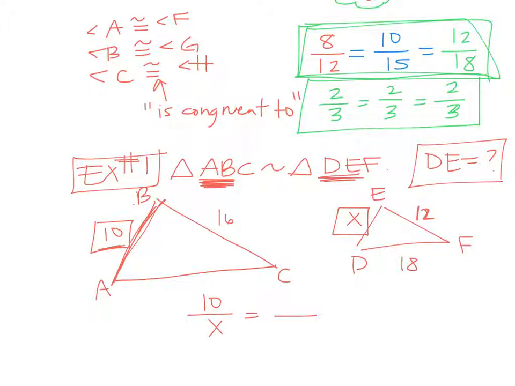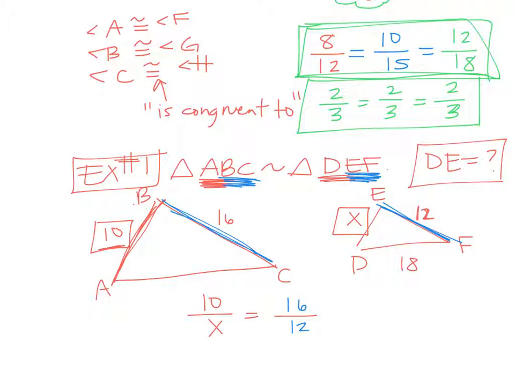We have to figure out what number corresponds to what number. So you can look here. You have BC, so that's the second and third letter. That would have to correspond over here to EF. How long is EF? 12, right? So you have 16 and 12. You're going to set that up here. 16 over 12. Okay, so this is a proportion. What do you do to solve that proportion?